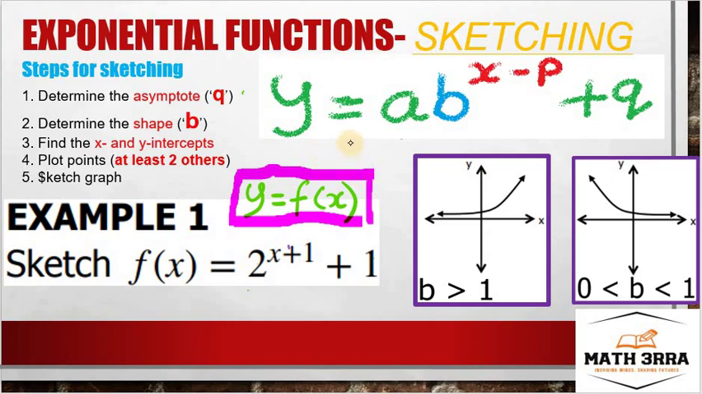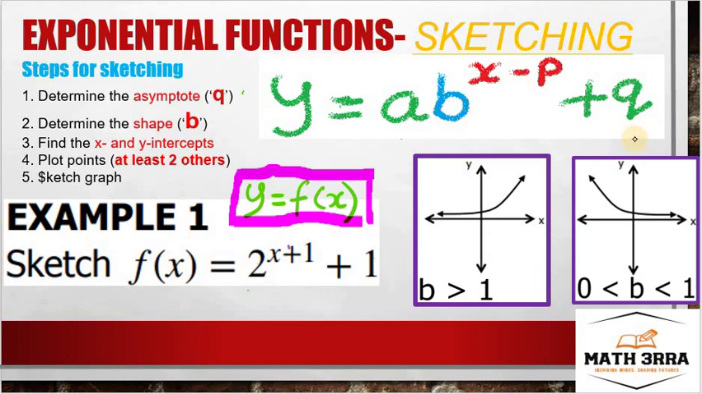We said the first and foremost important thing about any type of function is the standard notation. Our standard notation for an exponential graph always comes in the form y equals a times b to the power of x minus p, plus q.